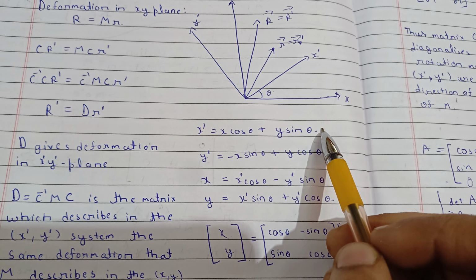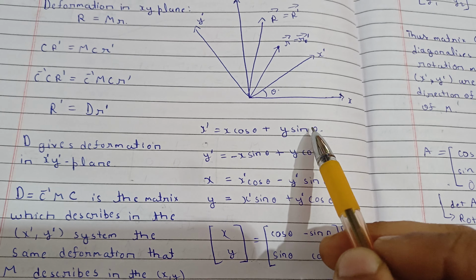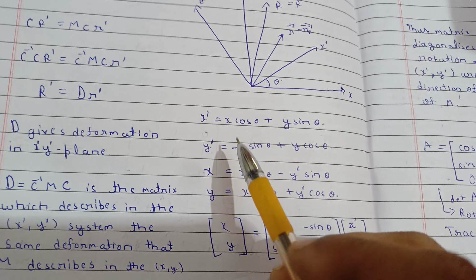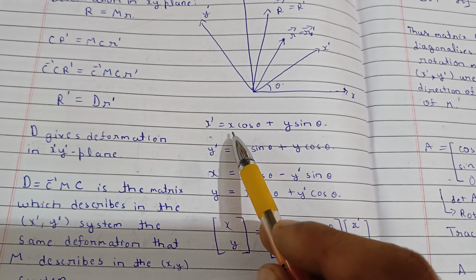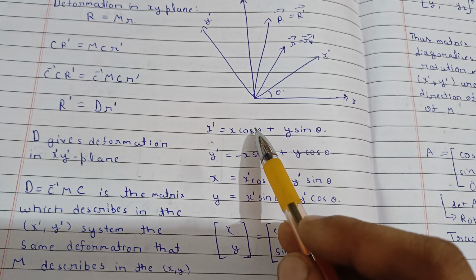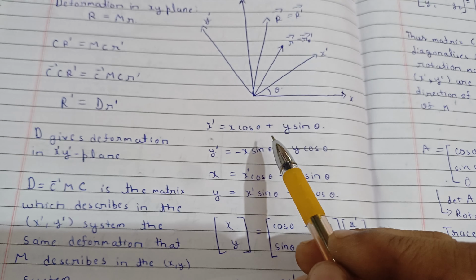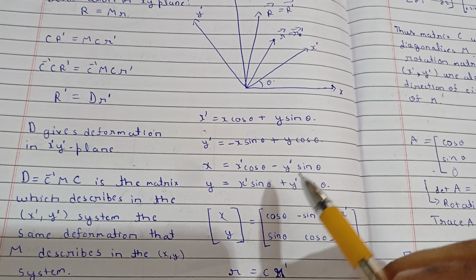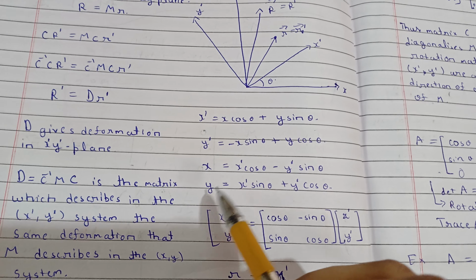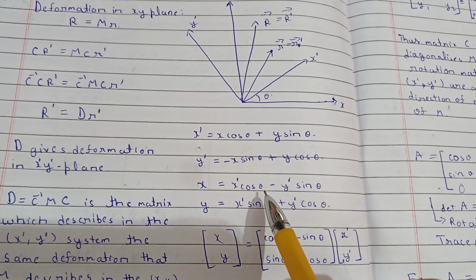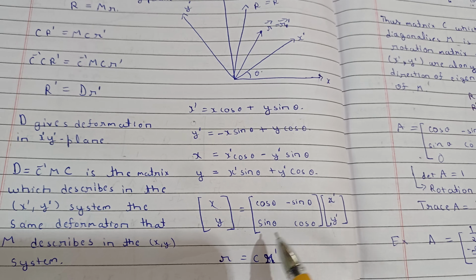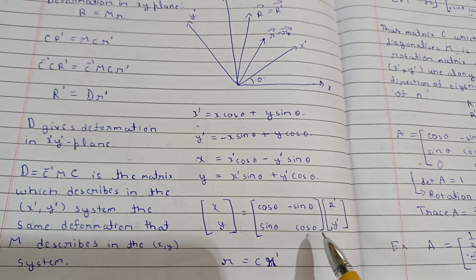Just multiply with cos theta in this equation, sin theta in this equation, and then subtract this equation from this equation. Then you will get the expression for x. And similarly, if you multiply with cos theta here and sin theta here and just add these two equations, then you will get the expression for y, and you will get these two expressions. Now we have written xy in terms of x dash and y dash. Now we can write it in the form of a matrix.